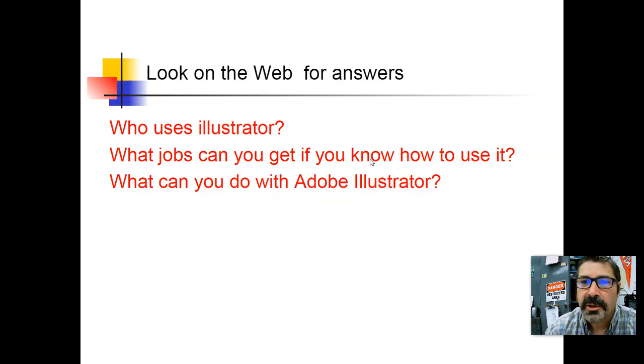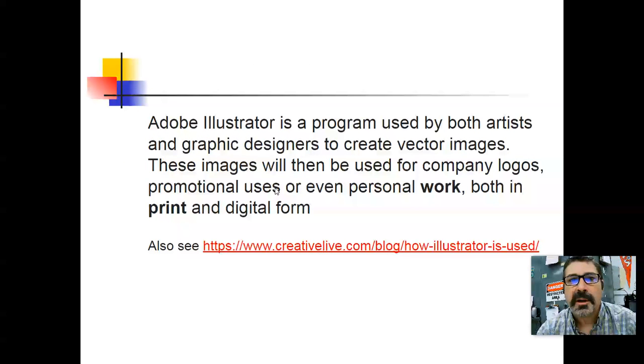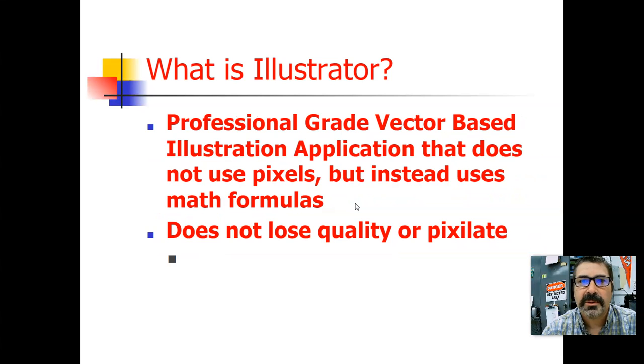What kind of jobs can you get if you know how to use Adobe Illustrator, and what can you personally do with Adobe Illustrator? Probably won't find that one on the internet. You have to answer that for yourself. So answer those questions in your notes. Adobe Illustrator is a program used by both artists and graphic designers. They create vector images. These images will then be used for company logos, promotional magazines, personal work. So there's all kinds of things you can do with Adobe Illustrator.